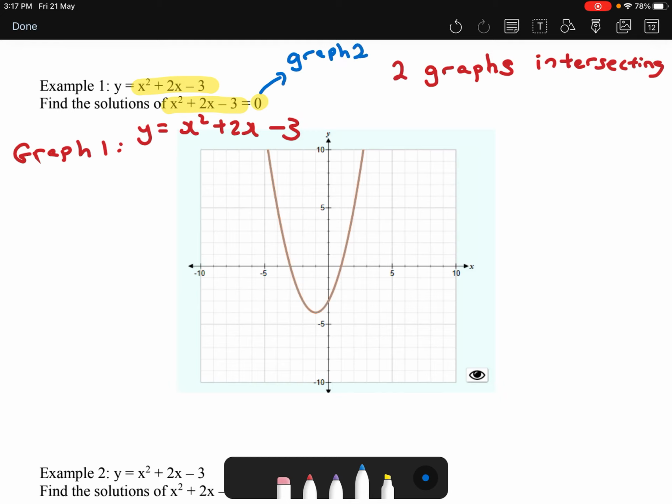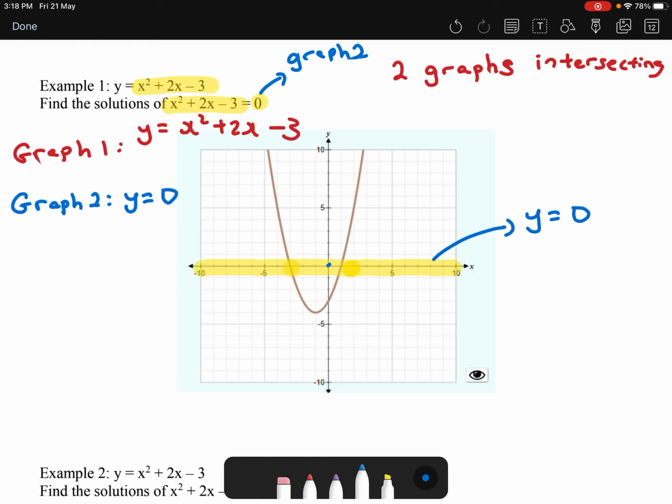So graph 2 will be y equal to 0. What is y equal to 0? We learn in coordinate geometry that y equal to 0 is actually a horizontal line. Why is it a horizontal line? Because y equal to 0 cuts the y-axis at 0. So it should be this, and this is your y equal to 0. This is your x-axis. A bit confusing, but your x-axis actually has an equation of y equal to 0, because it cuts the y-axis at 0. That's why it's y equal to 0.